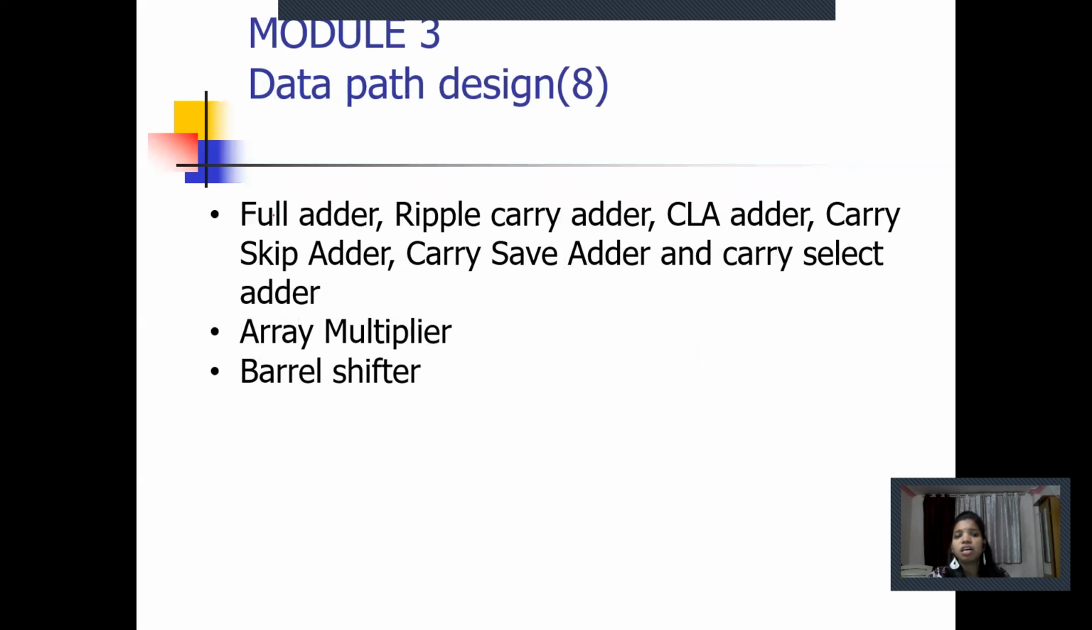Module 3 is data path design. Once memory is done, then how a full adder is designed, how a ripple carry adder works, what the disadvantage of the ripple carry adder is, and what the use of carry look ahead adder, carry skip adder, carry save adder, carry select adder, multiplier, and shifter is, because these are all a very important part of the design.